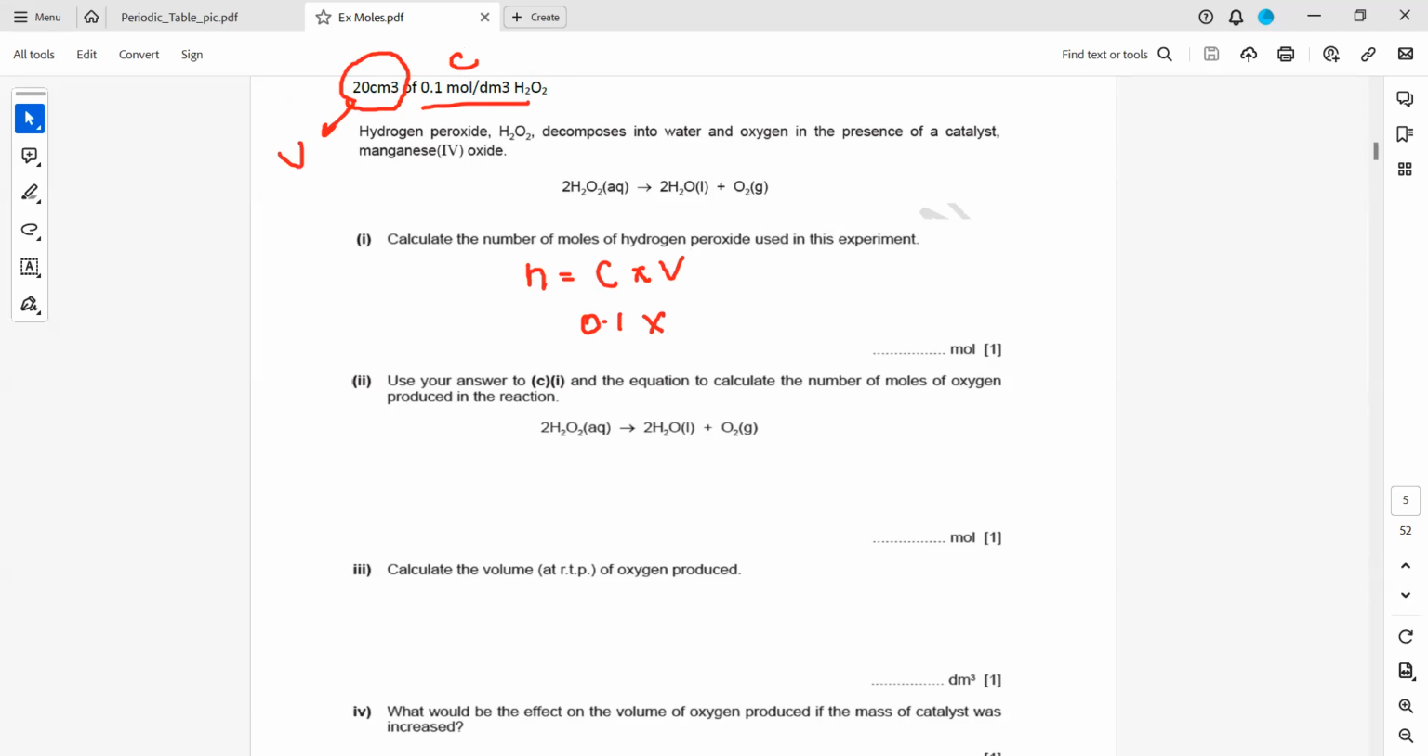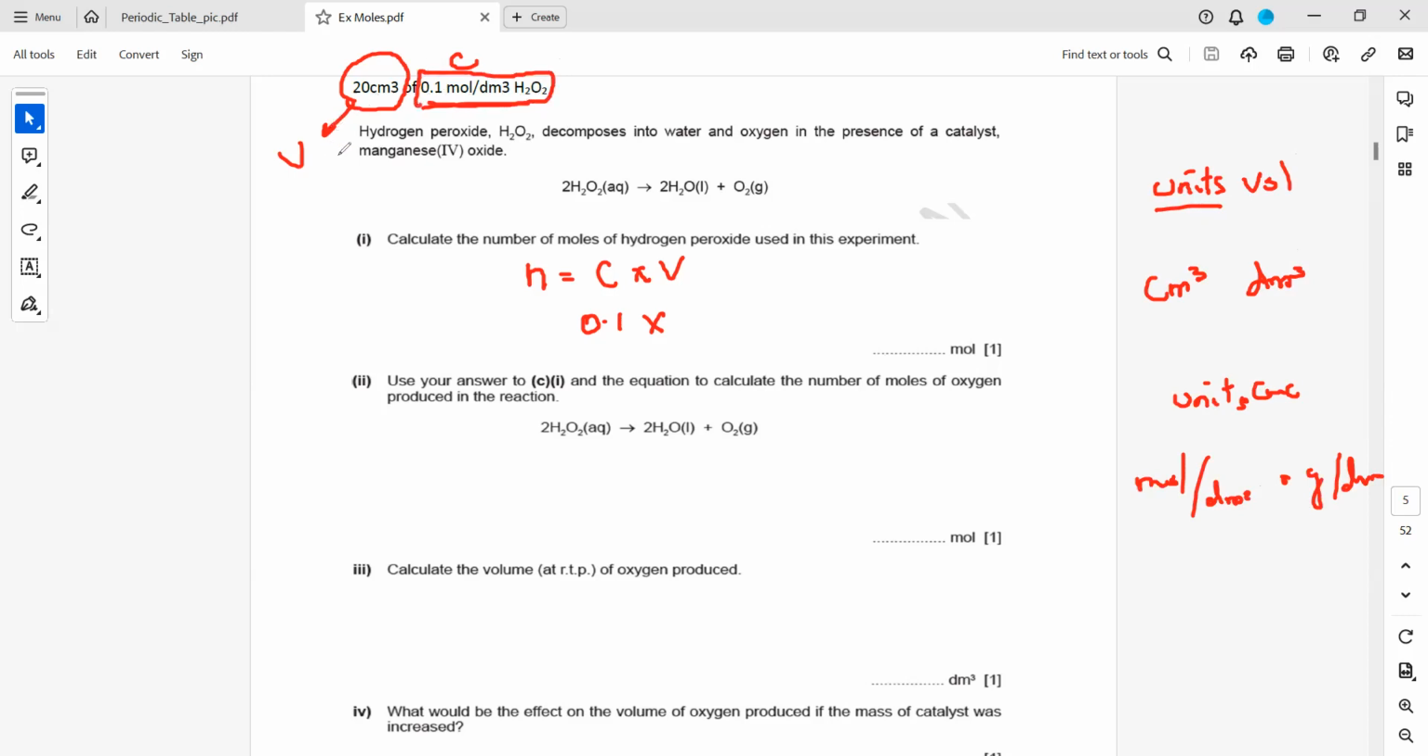How to figure out which is a concentration and which one is a volume? As you know, from units you can identify. What are the units of the volume? The units of the volume are cm cube or dm cube. What are the units of concentration? The units of the concentration can be either mole per dm cube or grams per dm cube. So this is mole per dm cube, which means this should be a concentration. This is only cm cube or it might be a dm cube, then it will be the volume. So using a unit you can identify.